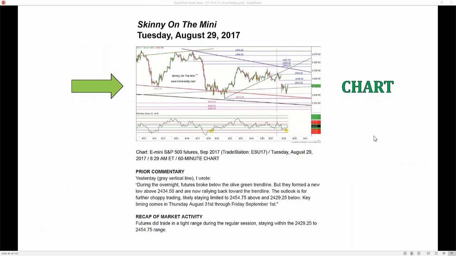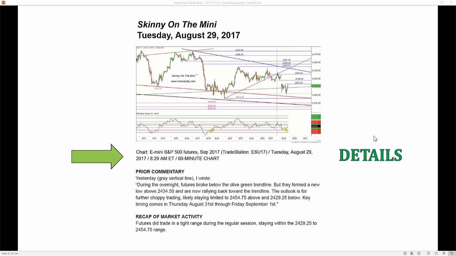So here's what the Skinny and the Mini looks like. Every morning I put in a chart. This is my ES chart that's marked up, and it's got the details of it below. It's a 60-minute chart most of the time. That's, to me, just a true pulse of this ES market.